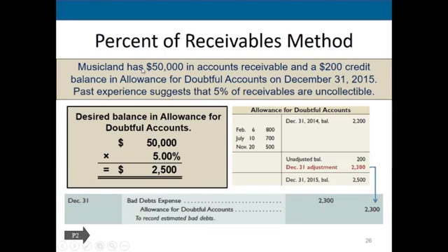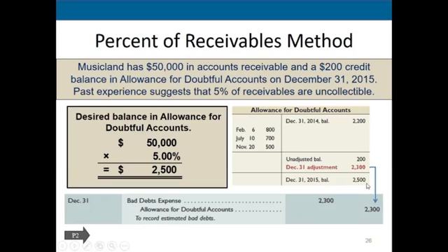Watch this one. Musicland has $50,000 in accounts receivable and a $200 credit balance in the allowance for doubtful accounts. Okay, we've got $50,000 as our balance in accounts receivable, and our unadjusted balance in the allowance for doubtful accounts is $200 at this point. Past experience suggests that 5% of receivables are uncollectible. So what are we going to do? We're going to take our receivables balance of $50,000 times 5%. That tells us that our balance in the allowance for doubtful accounts needs to be $2,500.